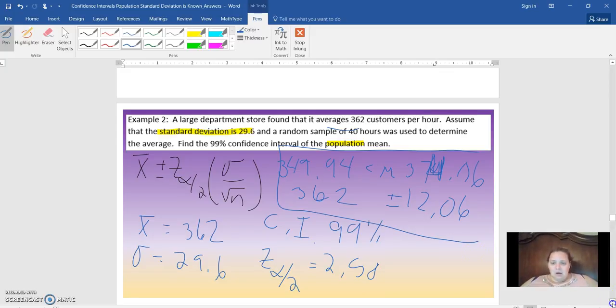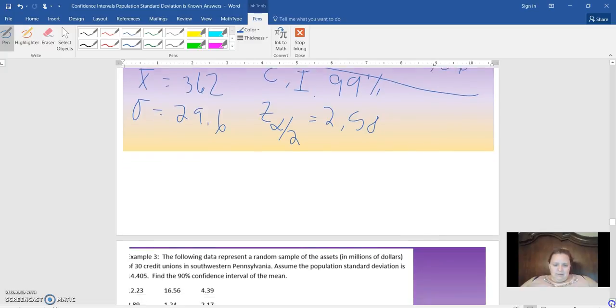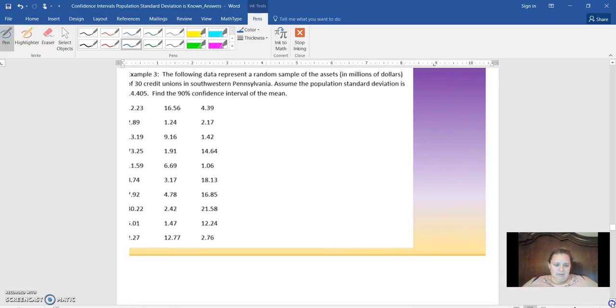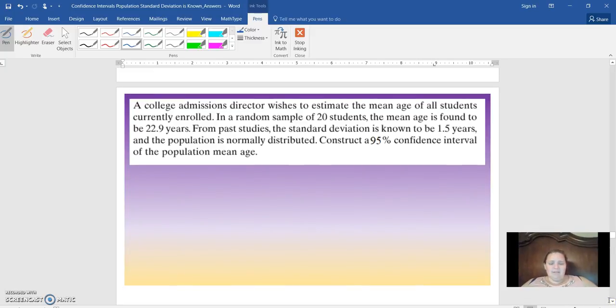Let's do another one. So this means I'm 99% confident that the number of customers per hour in a sample of 40 hours is going to be between 349.9 and 374. Or I could say I'm 99% confident that it's going to be 362, give or take 12.06. All right, let's do this one. I'm going to come back to that one that I missed.